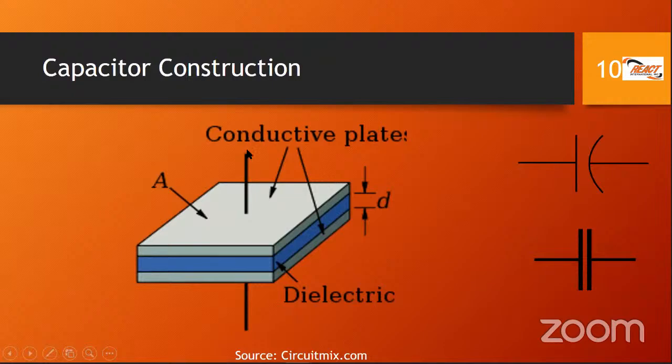So you usually have two leads on the capacitor, and each lead will go to a plate, a piece of metal. So you have a metal plate on one side and a metal plate on the other side, and they're separated by a certain distance. And sandwiched between them is a material that's called a dielectric.